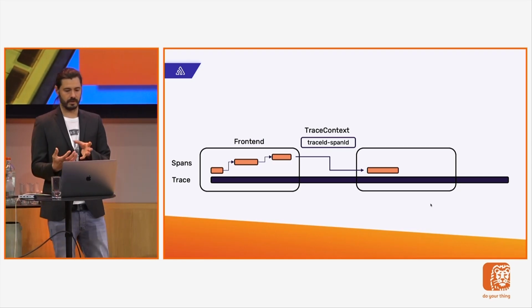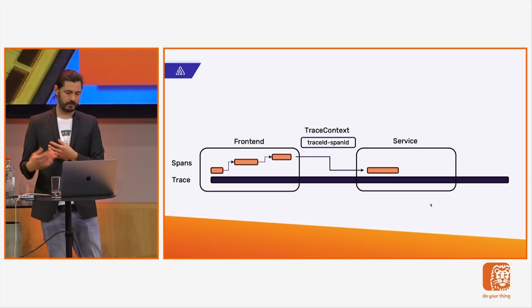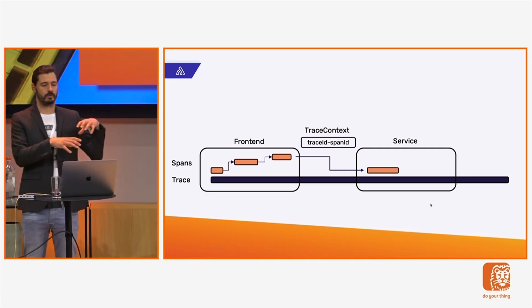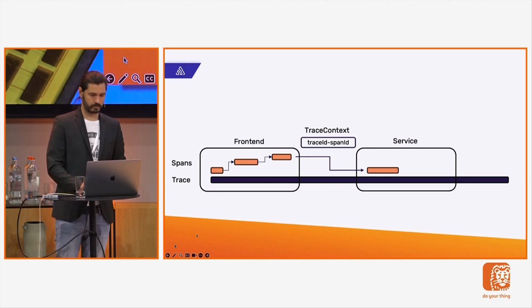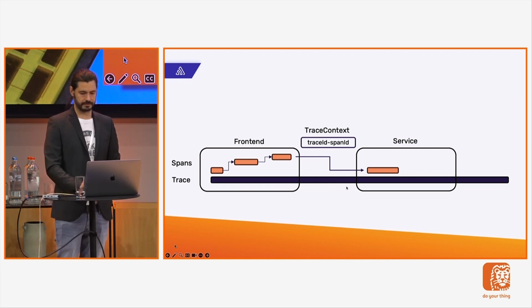And with these values, our next server or service can continue that trace with that information. So the span here would have that span as its parent, and it would know to continue exactly this trace.